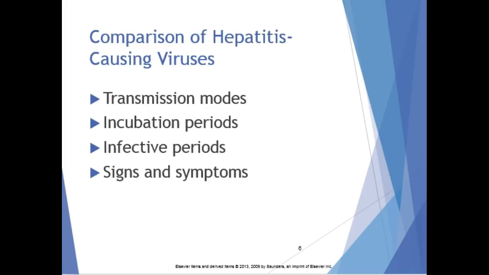And if you look on page 698 of your DeWitt textbook, there is a nice little table there that shows you the comparison between the different types of hepatitis virus. There's hepatitis A, B, C, D, and E, and they each show transmission mode, incubation period, effective periods, and signs and symptoms. So I encourage you just to review that from your textbook.